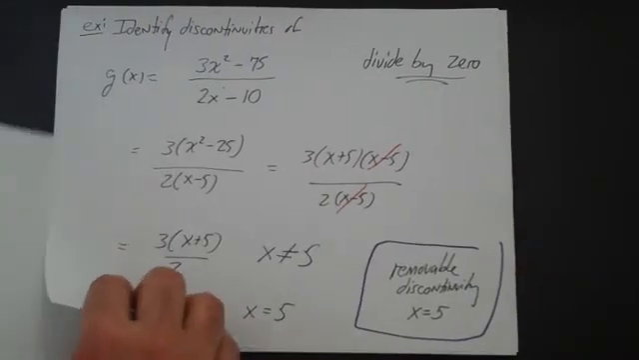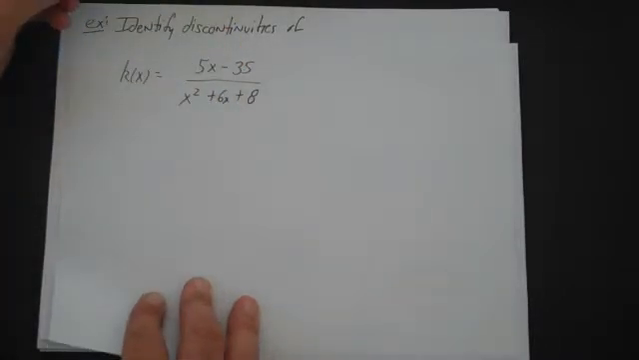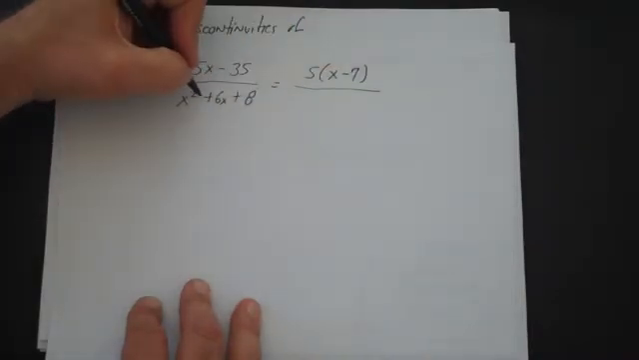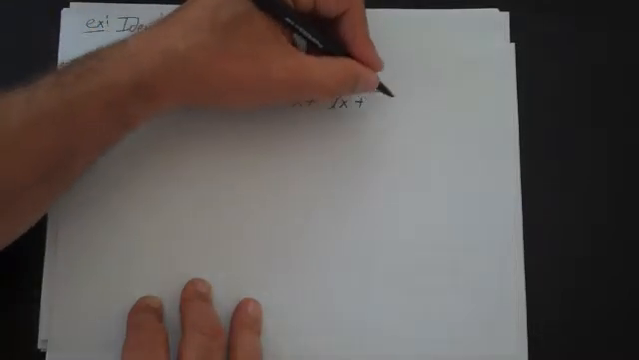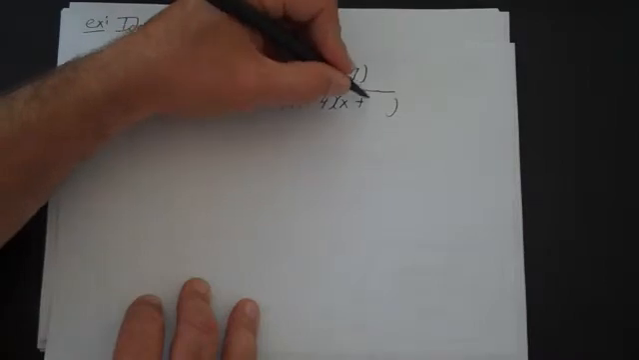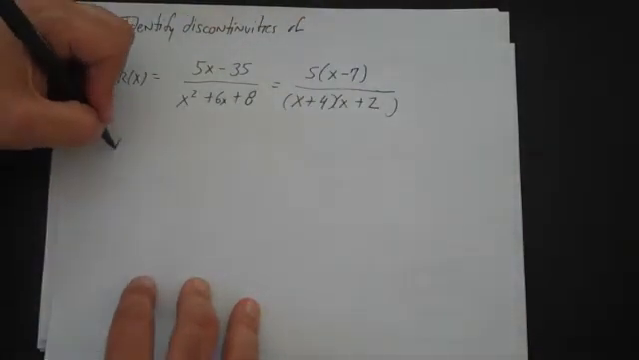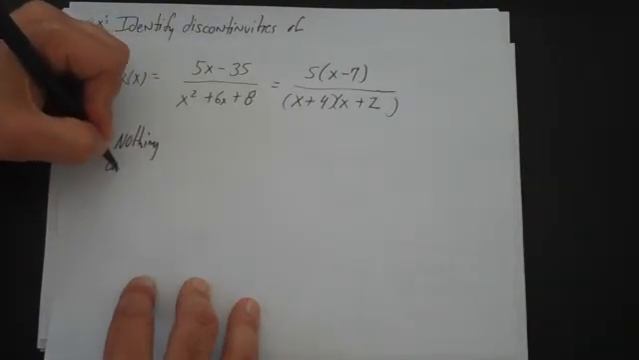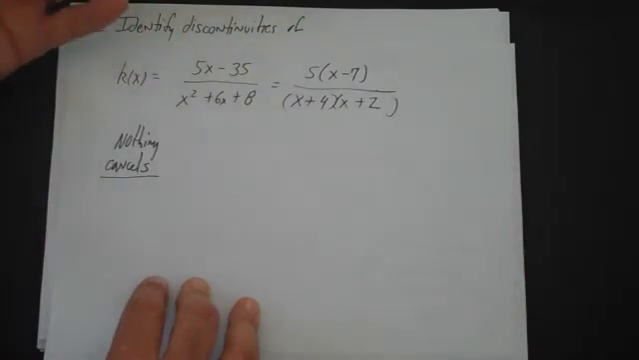Let's do another example. Let's say you want to identify the discontinuities of k of x equals 5x minus 35 over x squared plus 6x plus 8. Again, you're trying to find out where you divide by 0. I'm going to take a 5 out of the top, and I get 5 times x minus 7. The bottom is an x squared trinomial. I'm going to try to factor it, x plus and x plus. Now, if I couldn't factor it, I would just use the quadratic formula. Two numbers that multiply to 8 and add to 6, that's going to be 4 and 2. Nothing cancels. So here the key is, if nothing cancels, then you know that there are no holes. That's the only way you can get a hole, is when something cancels.